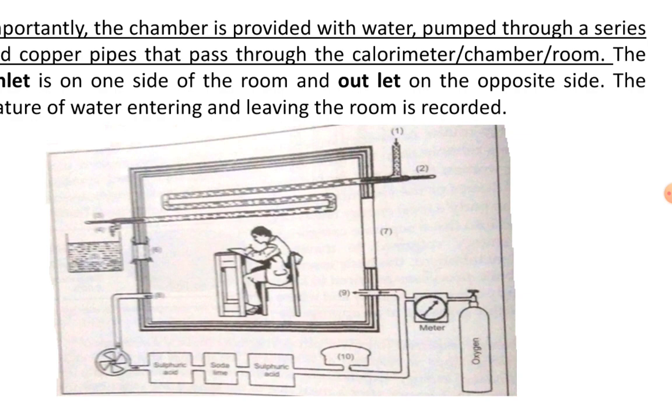Now these are the water pipes that run through the chamber. So you have a water inlet here, and a water outlet here. You would have a thermometer fixed here which records the temperature of the water before entering the chamber, and also a container which collects the water and records the temperature of the water that comes out of the chamber. Now you have an oxygen cylinder here through which oxygen is provided into the chamber, and there would be an opening for providing food and water to the person.